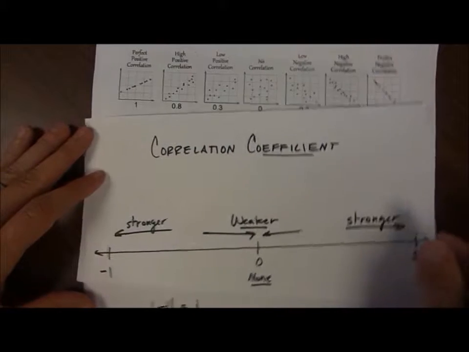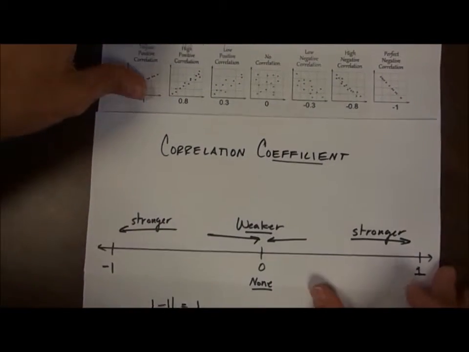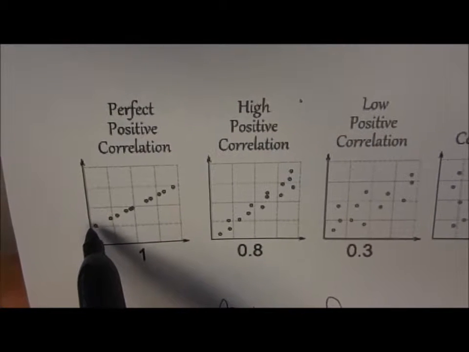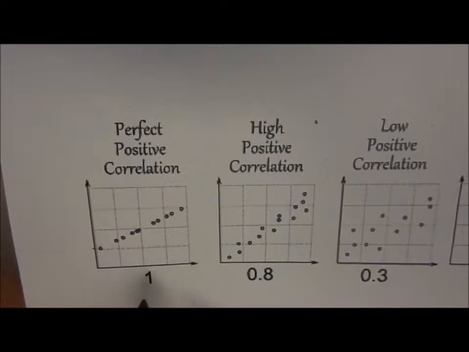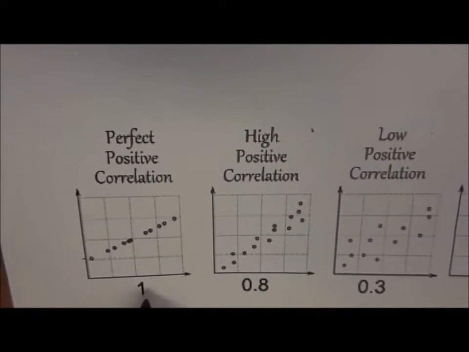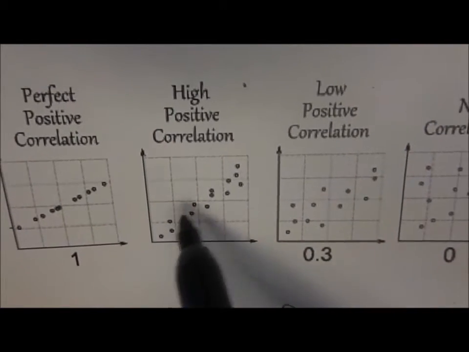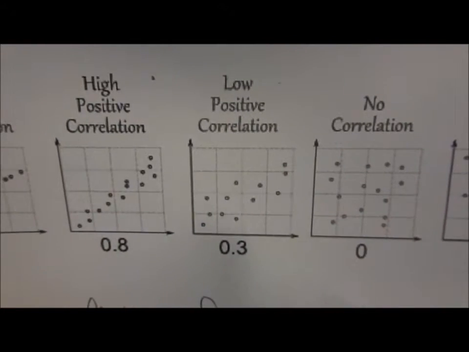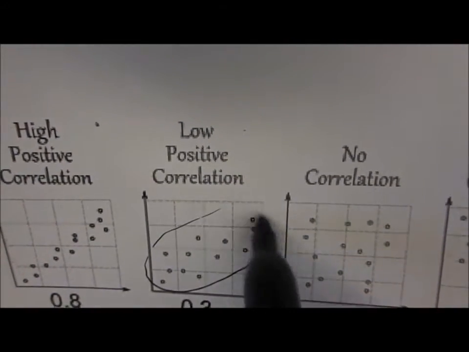Here's an example. Perfect positive correlation is right here on the left. I'll bring it up here so you can see it. You'll notice this is perfectly linear. You can just draw a line straight through here. Okay? That's a perfect positive correlation of 1. All right? High positive correlation is when you do your scatter plot and it looks like this, and that's about a 0.8.